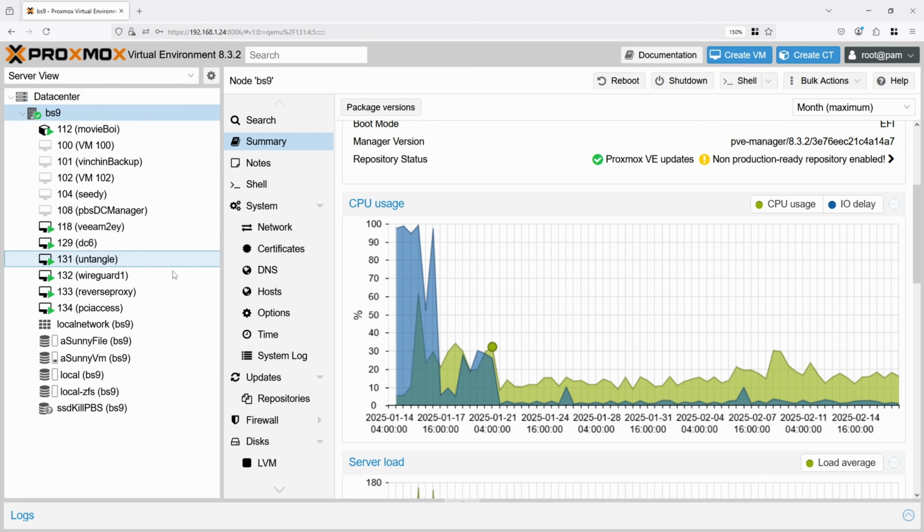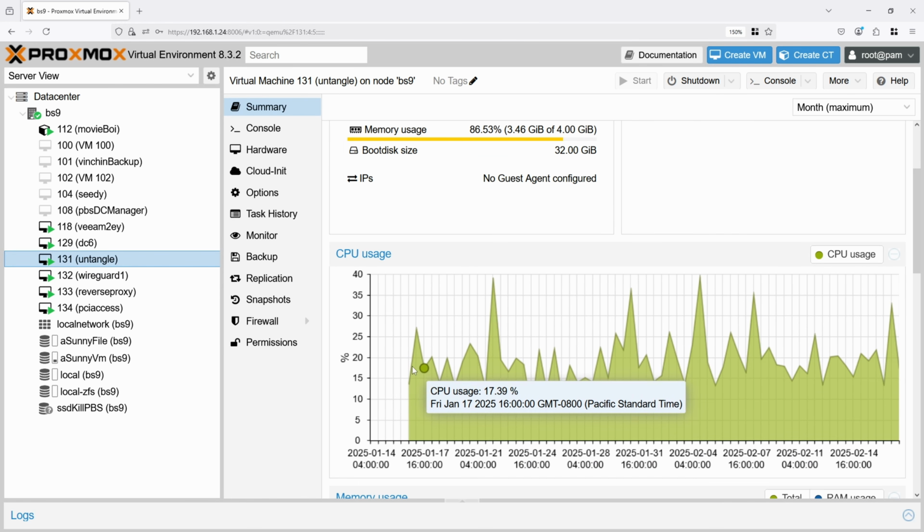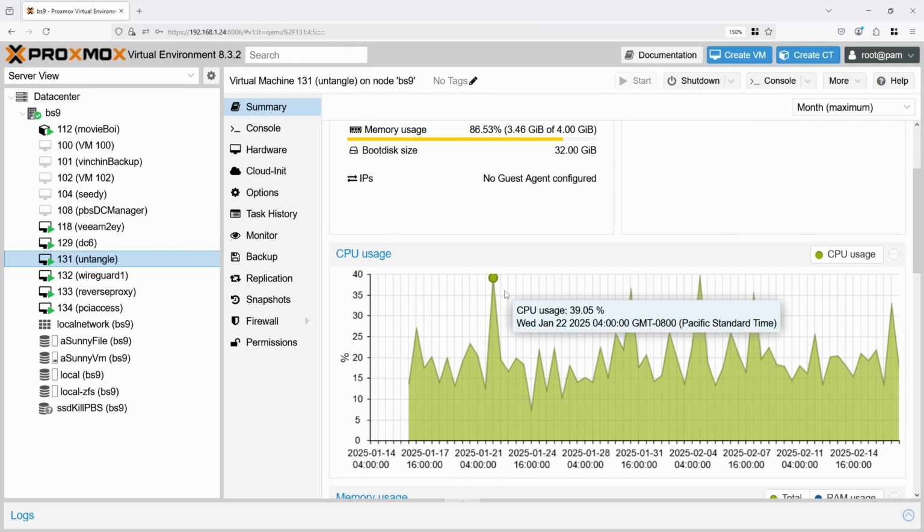The other thing I want to take a look at is my different VMs and their CPU usage, just to get a feel for how much I can over-provision them.